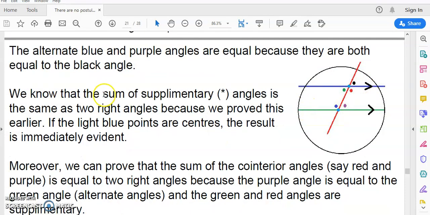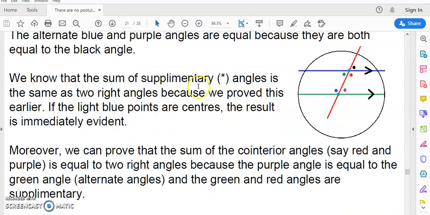So we know that the sum of supplementary angles, and now that's a new term, is the same as two right angles because we showed this earlier. Now the same as two right angles has nothing to do with a number even yet. We established that on a diameter we have two equal arcs, and those are what right angles are subtended on. So if the light blue points are centers, the result is immediately evident. You can read all of this slowly in the presentation.